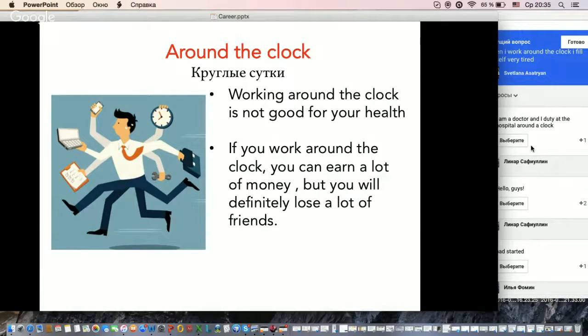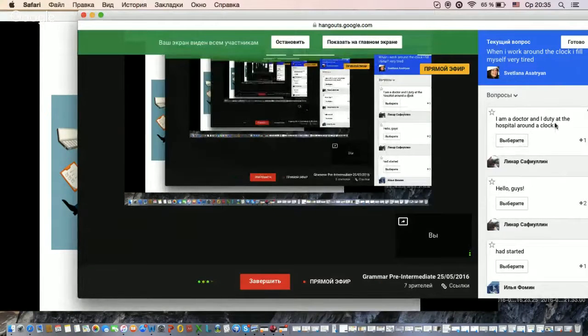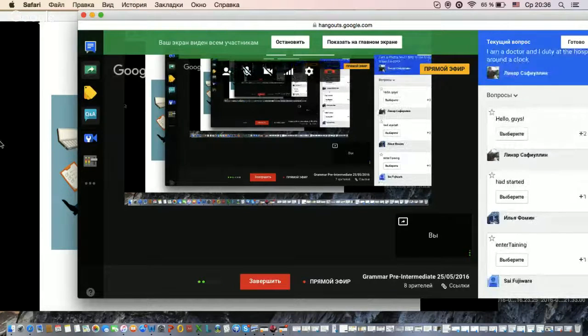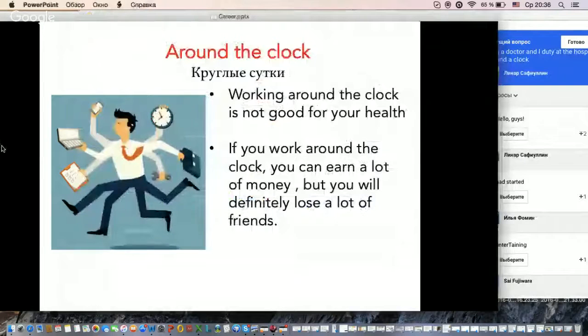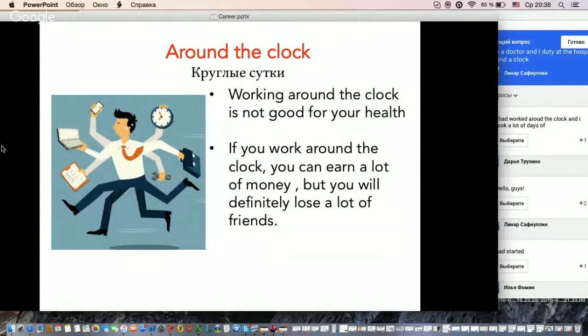Okay, I am a doctor and I duty at the hospital around the clock. Okay, только I am on duty. Помните, когда-то в школе, не знаю, было у вас такое или нет, заходил злобный учитель и говорил: All right, children, who is on duty today? Вот who is on duty today? Это вот как раз-таки именно та фраза. So to be on duty.